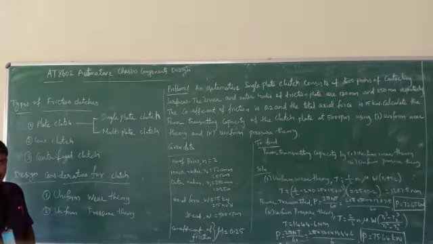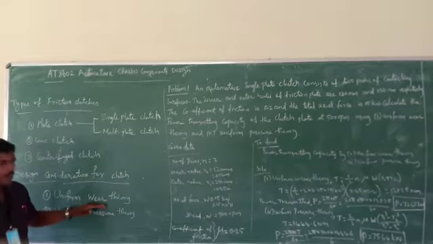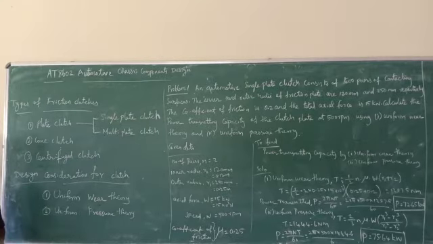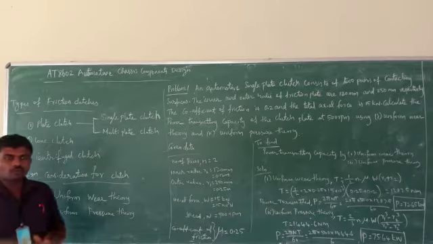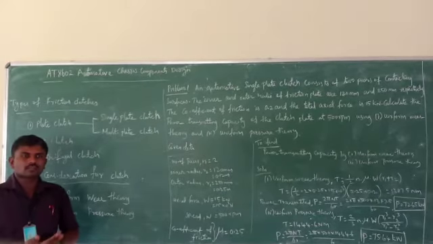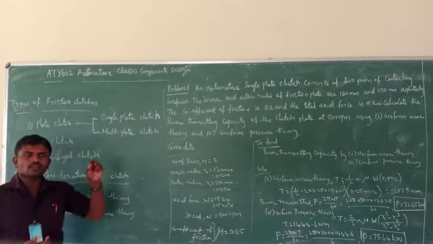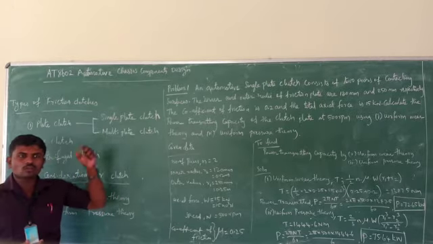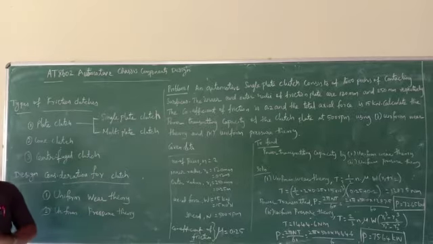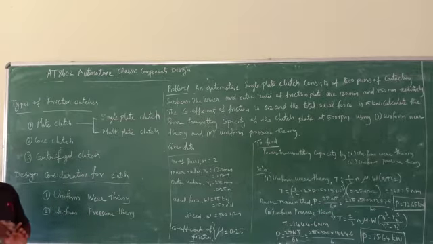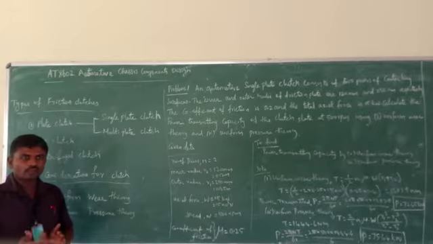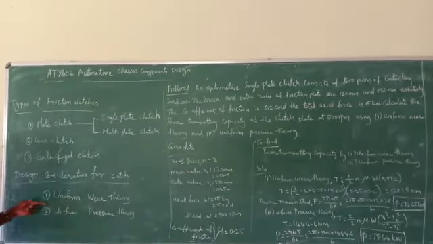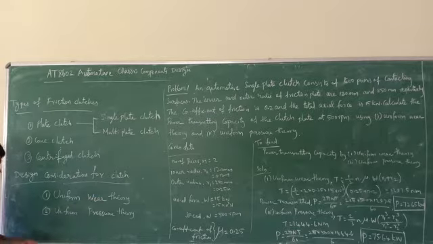Why do we need to consider this? Uniform wear theory applies when the clutch lining has been used for some period of time, beyond a certain period. That condition we need to satisfy. That's why we consider the uniform wear theory.